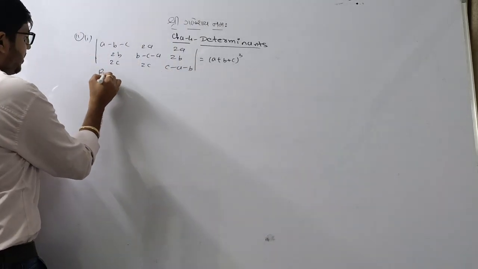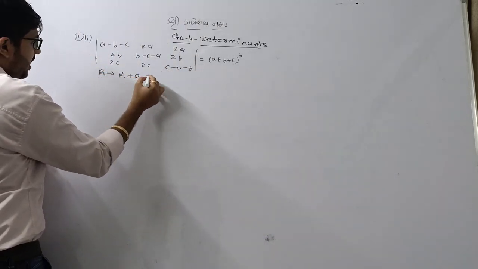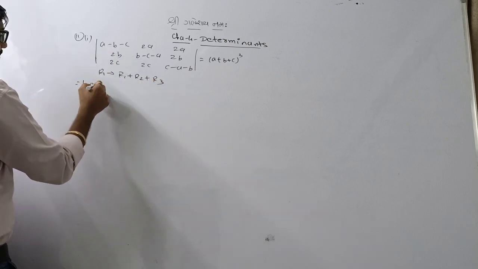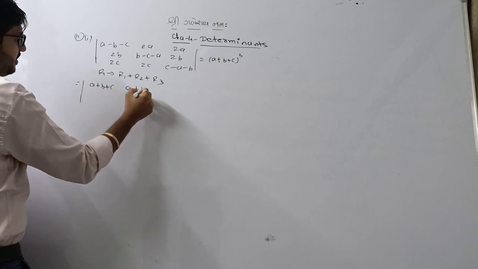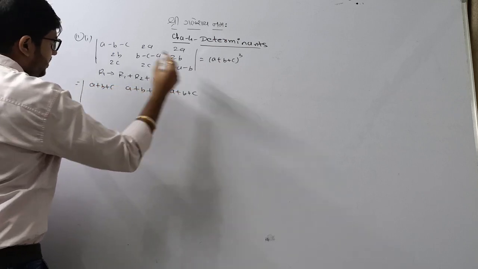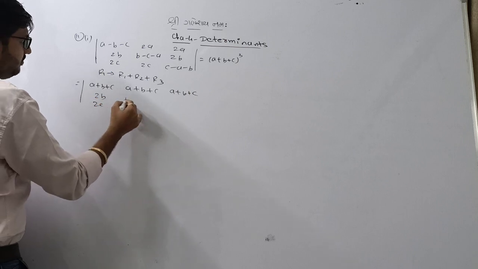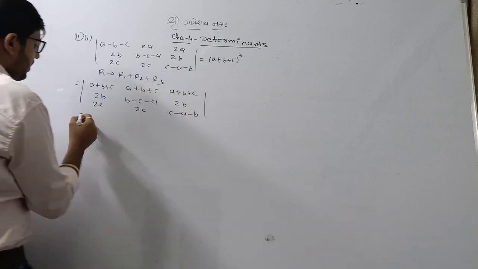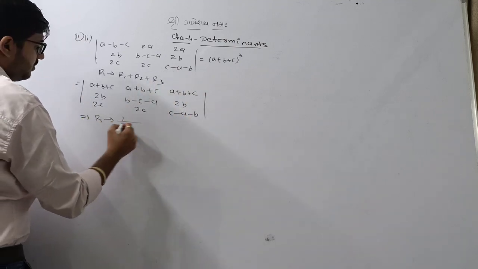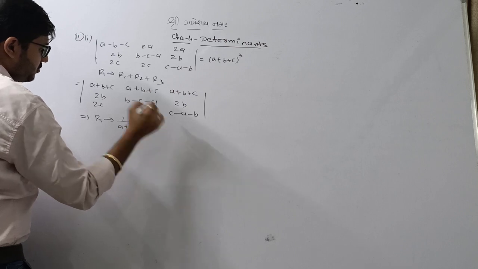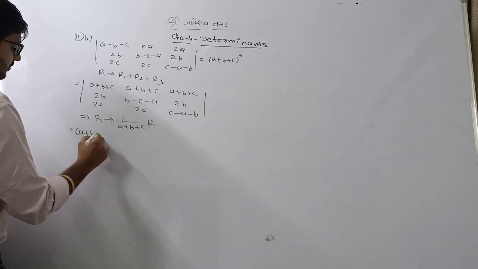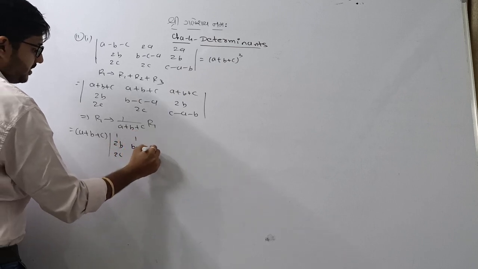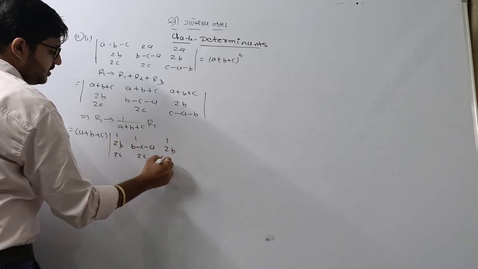So let's go with R1 to R1 plus R2 plus R3. So it will be a plus b plus c, here a plus b plus c, and here also a plus b plus c. Remaining rows are the same. Now let's divide by a plus b plus c in the first row. As we divide, we also have to multiply. So 1, 2b, 2c; 1, b minus c minus a, 2c; and 1, 2b, c minus a minus b.